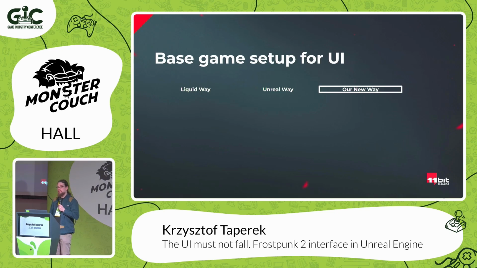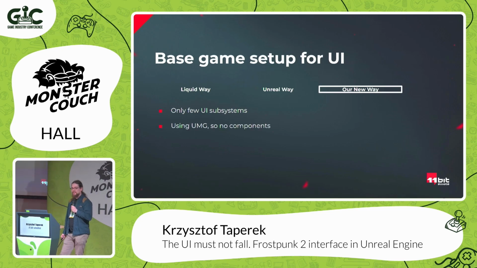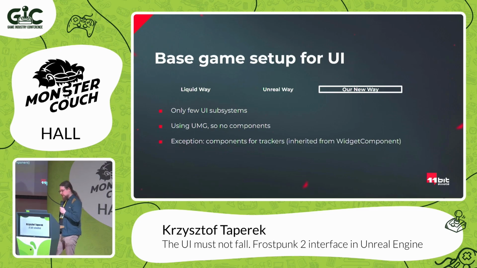What does it mean for UI? In UI we have only a few subsystems, because of course we are using UMG, so we don't have components, so it's a totally separate system from the classic workflow for Unreal. So yeah, of course we have some exceptions, because trackers have components, so we have our custom component for that, but that's the only case here.